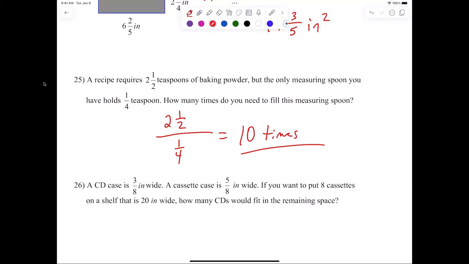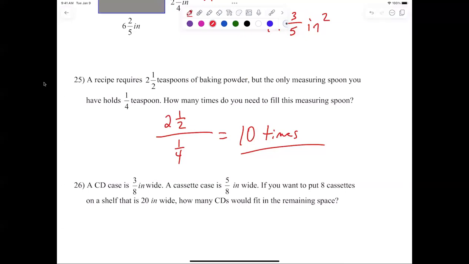So multiply it, 2.5 times 1/4. And what does that say? Times 1/4. Does that make sense? No, but let me show you something else. What I'm trying to show.